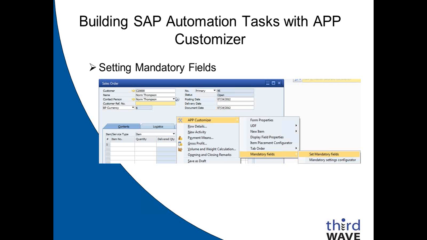And the process for setting a mandatory field is very similar to the tab order. You go into the APP Customizer menu. Underneath the mandatory fields menu, there's an option for set mandatory fields. And again, you'll click one by one any fields that you want to make mandatory. When you're done, you'll return to the same menu and click it again to end the process, and that will save the mandatory fields.